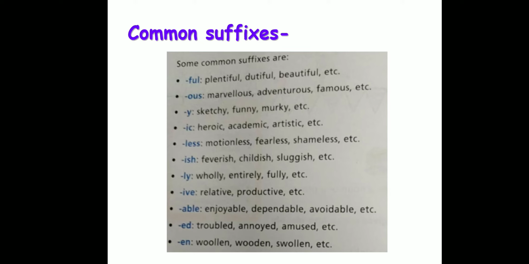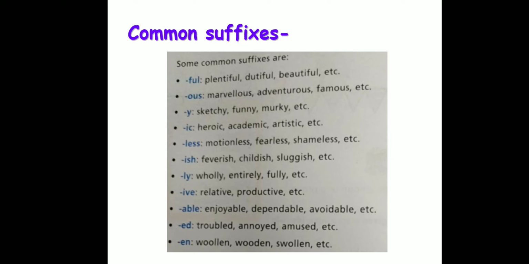IVE: relative, productive, etc. So if you add IVE to relate, it becomes relative. If you add IVE to product, it becomes productive. Productive means doing something very useful. Able: enjoyable, dependable, avoidable, etc. Enjoyable, so sports are enjoyable, you enjoy sports. Dependable, when you are dependent on someone, that's dependable. Avoidable, something that you can avoid. If you can avoid something like making a mistake in your answer, that is avoidable.